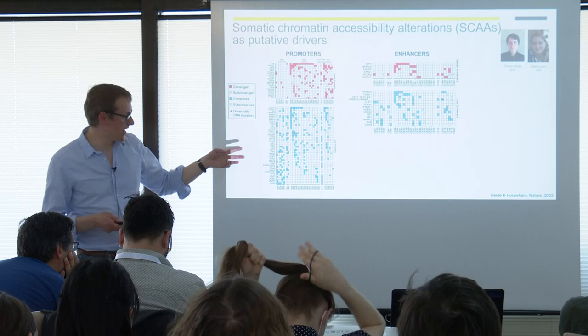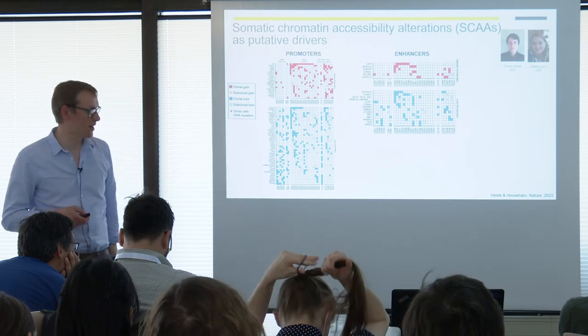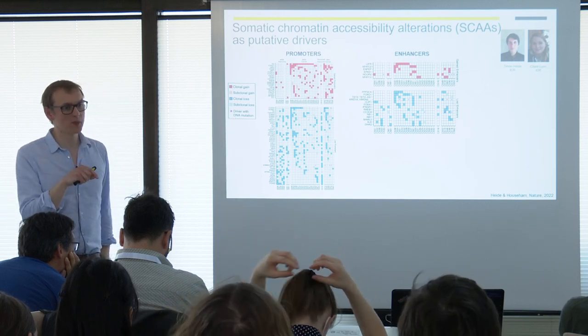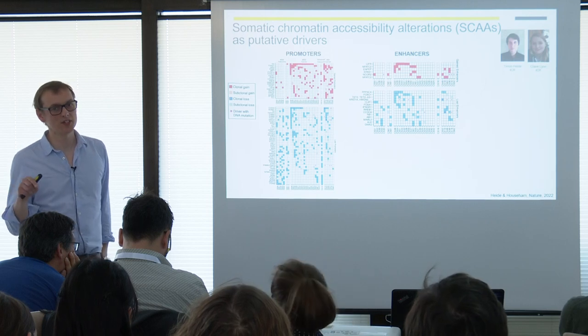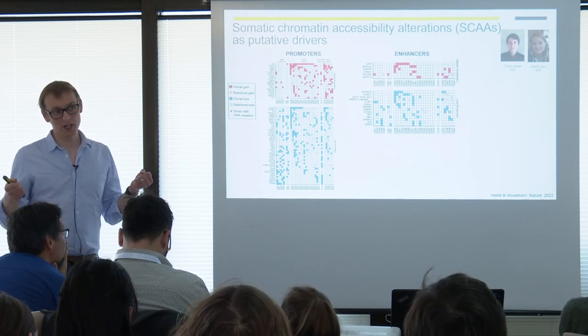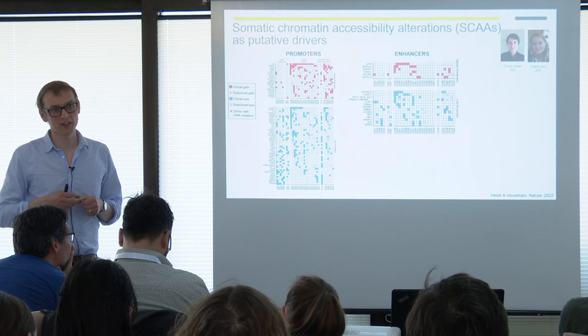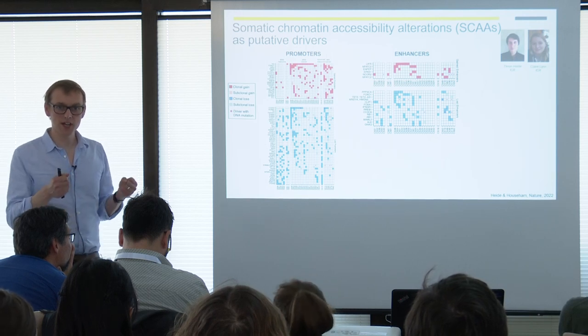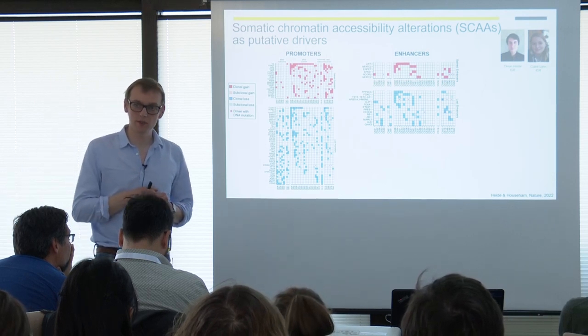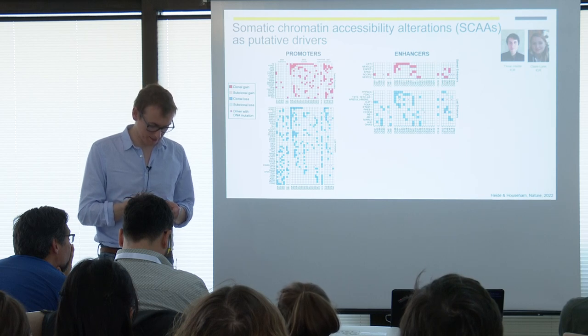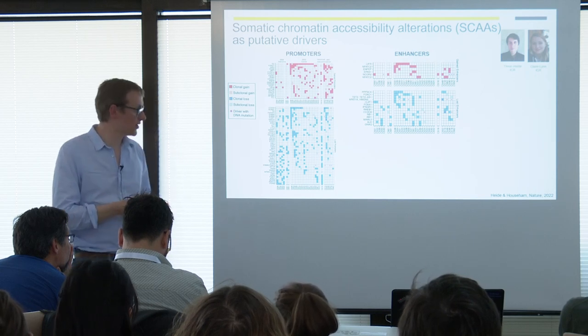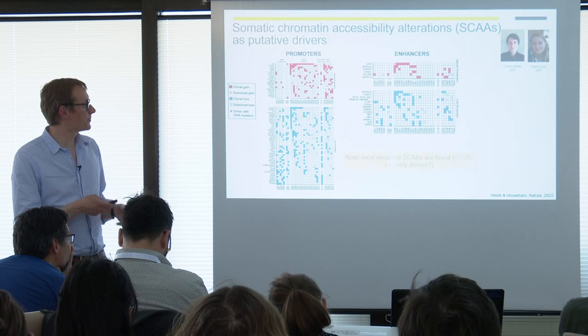There are some STAT genes in here and FGFR3 and things like that. And these changes in chromatin accessibility occur even when there isn't a mutation in the gene. They look to be clonal, so they look like they're inherited in the cancer. So it may well be that changes in the epigenetic state directly could function as driver alterations.